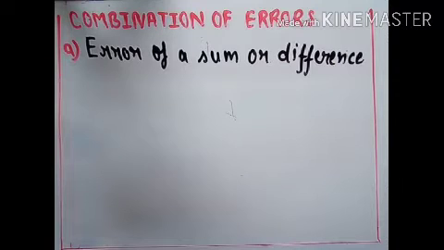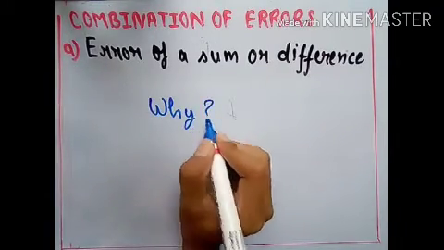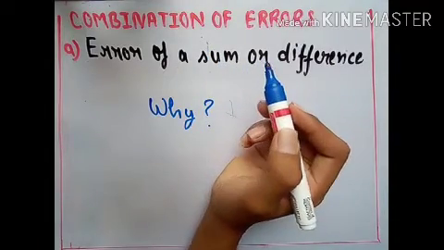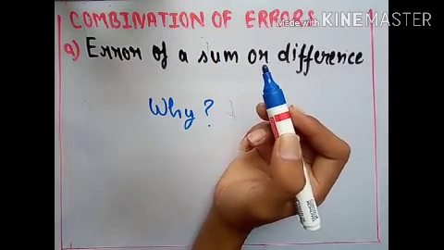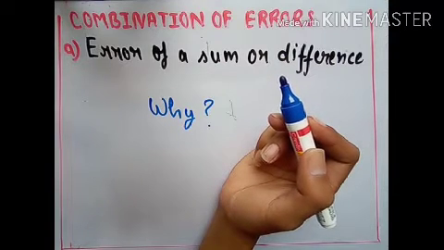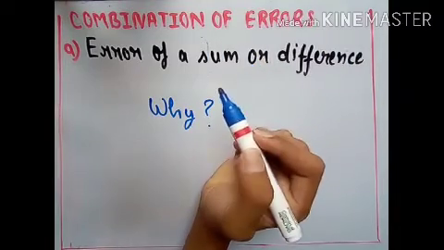Now my first question is, why do we combine error? There must be some basic criteria for combining the error. Let me answer it quickly. We do combination of error because there are many quantities in an experiment, and when you combine the quantities they are added with their error. So combination of error is important.